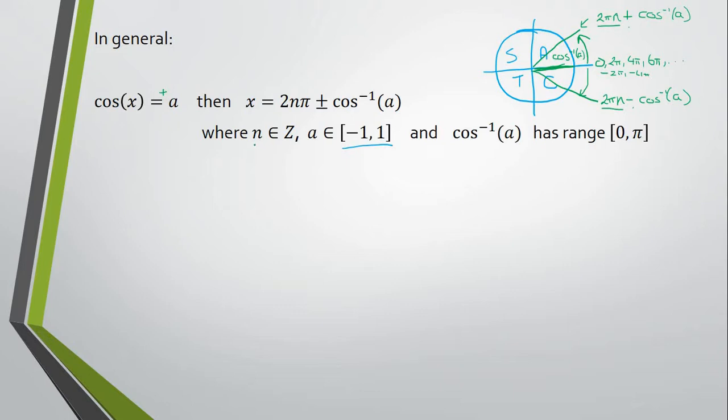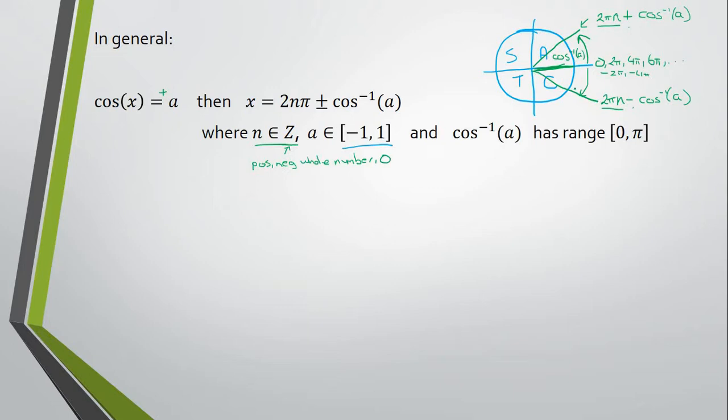Now this formula works where n is an integer. When we're saying n is an integer, that means it can be a positive or negative whole number or 0, okay? So it could be -2, -5, 1,000, whatever. We know a has to be between -1 and 1 because this is where our values of cosine have to fit within the unit circle. And this last bit here is important as well. Cos inverse of a has a range of 0 to π.